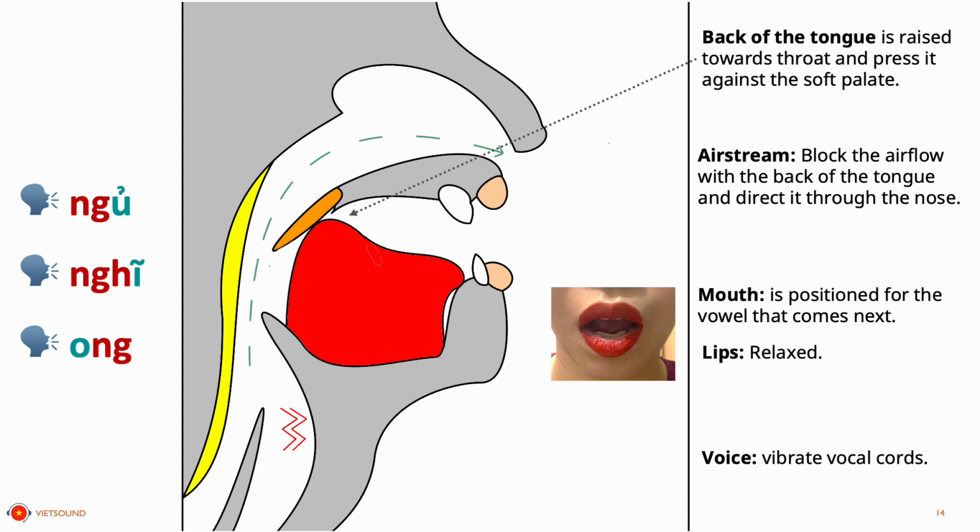Now let's see how to pronounce the ng sound. First, the back of your tongue is raised towards your throat and pressed against the soft palate. The ng sound is a nasal sound, so you have to block the airflow with the back of your tongue and direct it through your nose. Your mouth is positioned for the vowel that comes next. Your lips are relaxed. The last thing you have to remember about the ng sound is that it is a voiced sound, so you have to vibrate your vocal cords, like ng, ngủ, nghĩ, ong.